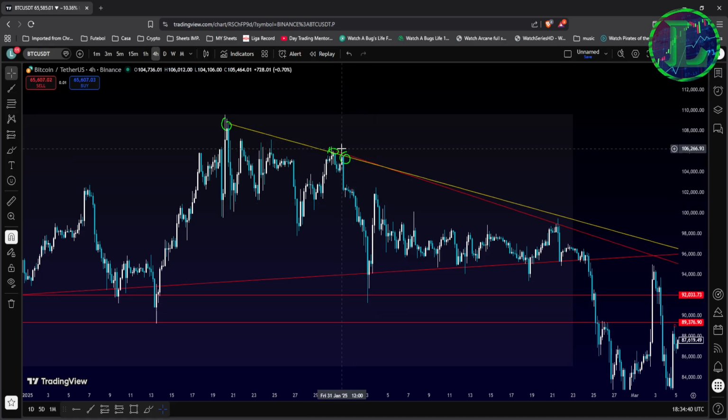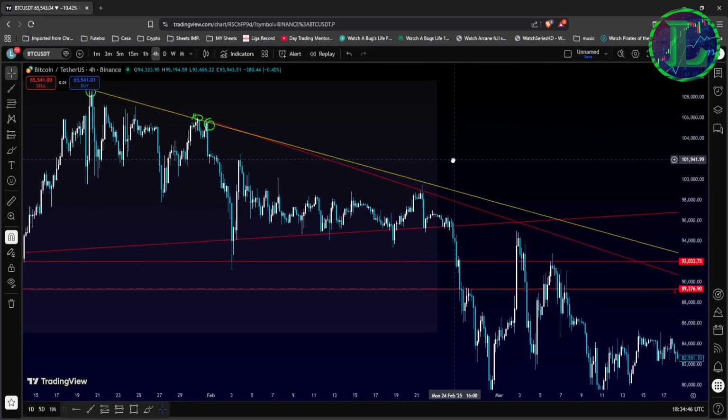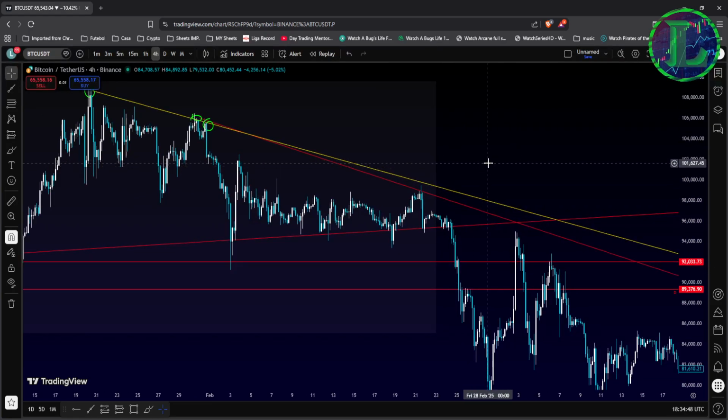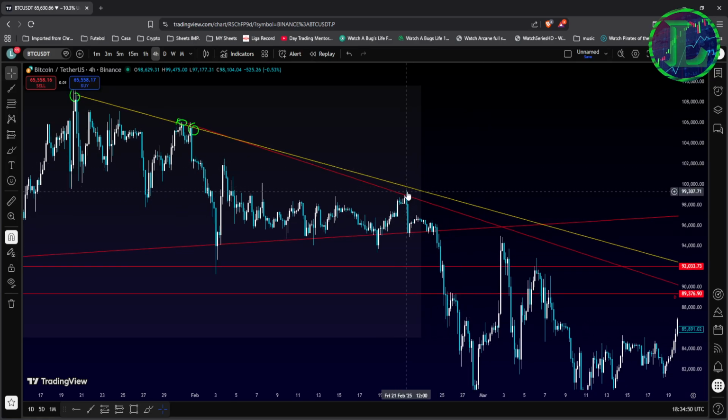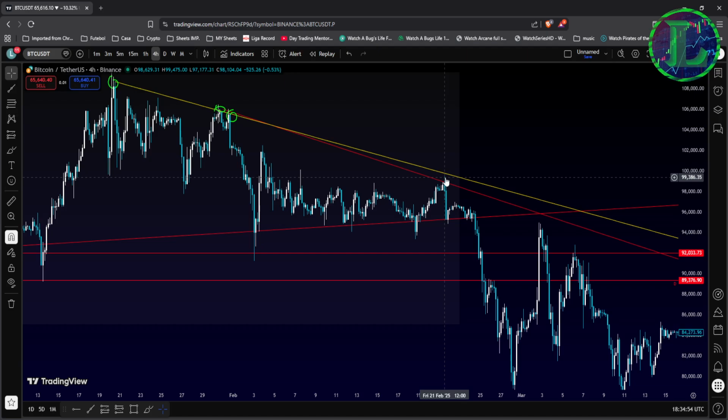I normally don't do this, okay? But look how precise this trend is. 13% down, okay? 13% down, guys. And here, look at this. Why is this good? Why is this good, guys?